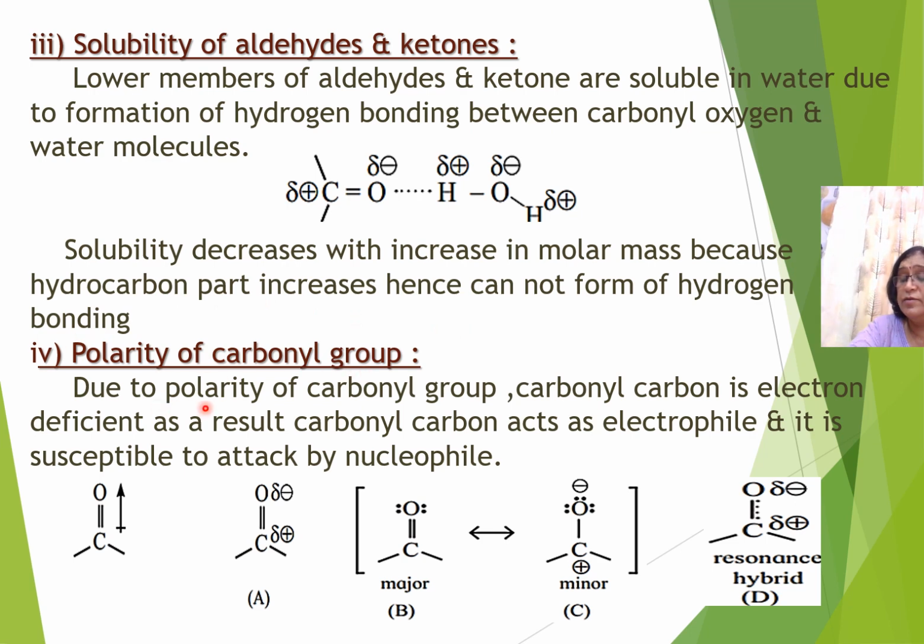Then polarity of the carbonyl group. Due to the polarity of the carbonyl group, carbon is electron deficient. As a result, carbonyl carbon acts as an electrophile and it is susceptible to attack by the nucleophile. Okay. So because of the polarity, the nucleophile can easily attack the carbonyl carbon and the reaction takes place. Okay. Clear? Thank you.